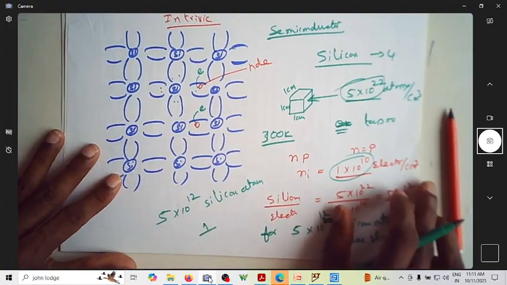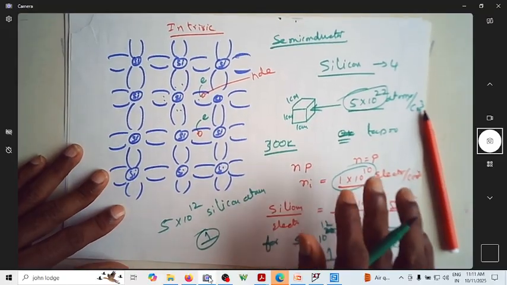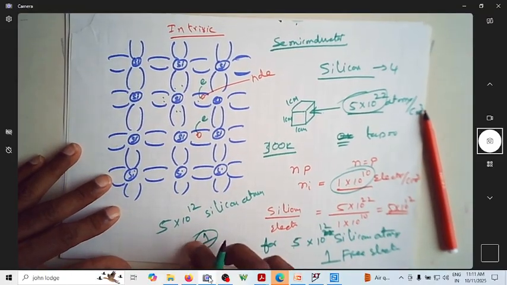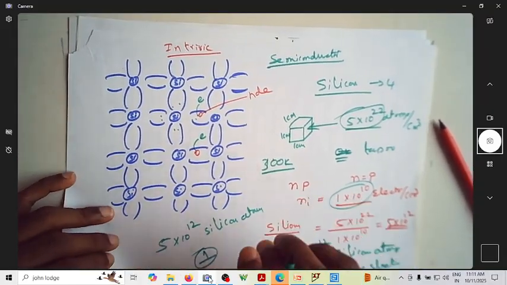Only one electron is free. That is, it is free to move around, which is a very small number. So this is not able to conduct the current. So what we do, we try to increase the number of electrons.